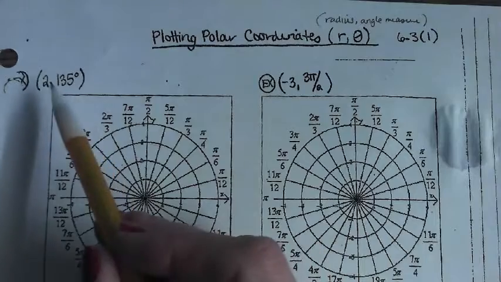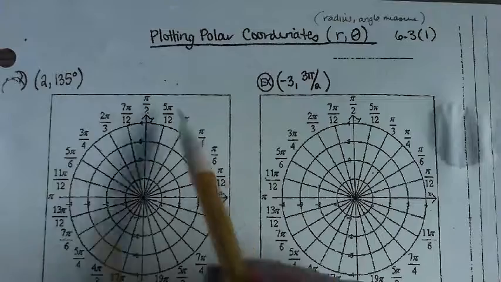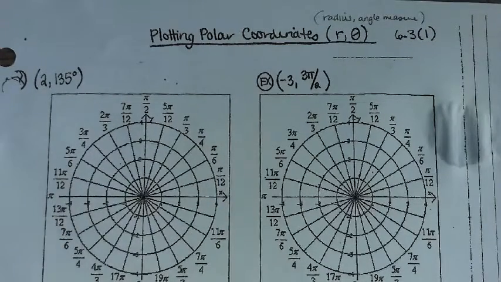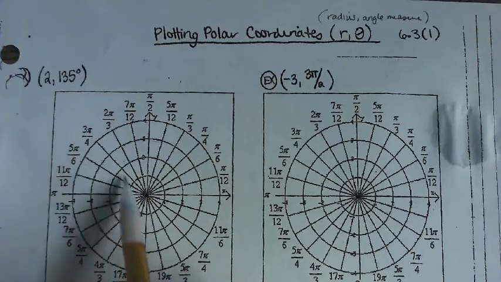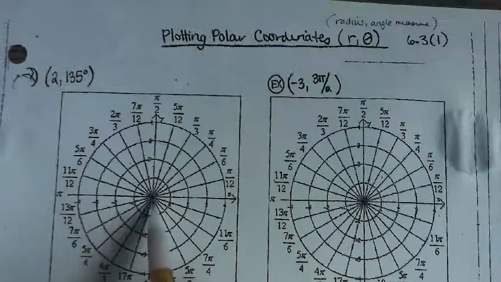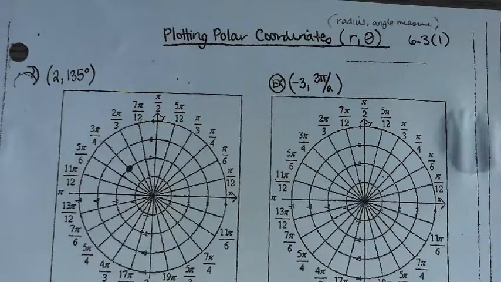So (2, 135), and this is in degrees, so this needs to first be transferred back to radians. So what's the reference angle for 135? 45, which is pi over 4, and in which quadrant? 2. So that's going to be 3 pi over 4 as your angle, and then you want to go out to a radius of 2, and that's the location of that point.